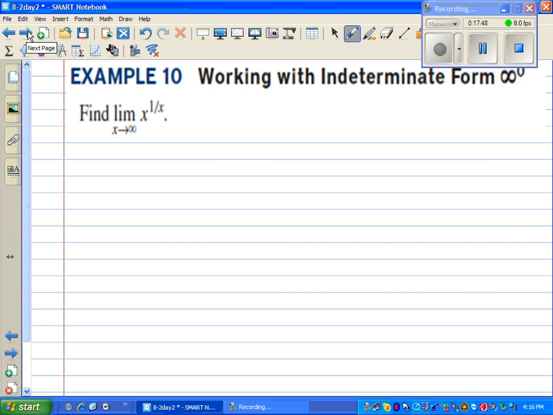In example 10, we have working with indeterminate form infinity raised to the 0 power. So we have infinity raised to the 0 on this limit. We're going to let f of x equal x to the 1 over x. Again, just like we did before, we're going to take the natural log of both sides. And that's 1 over x natural log of x, and this can be written as natural log of x over x.